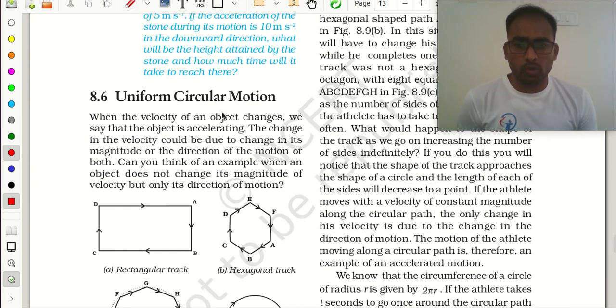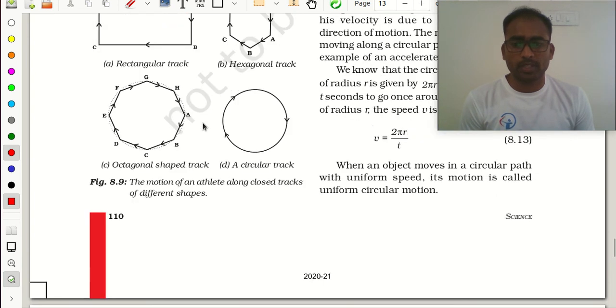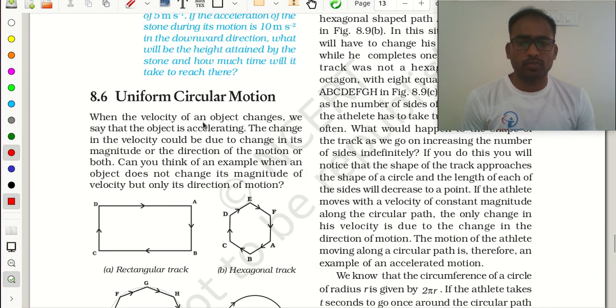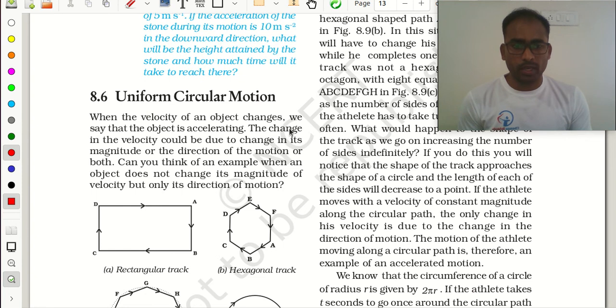Now I will introduce one more new concept, uniform circular motion. What is uniform circular motion? Till now we learned uniform motion, and uniformly accelerated motion also we learned.